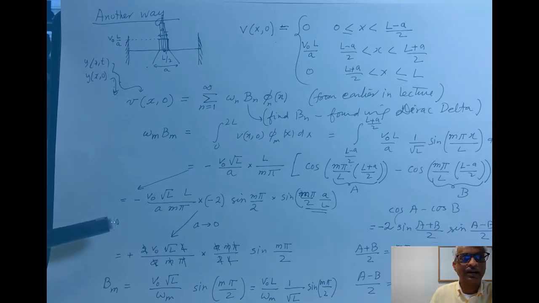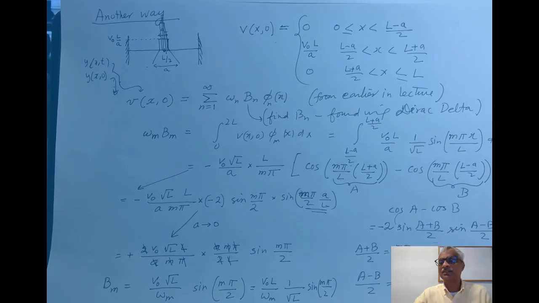So when you take the a goes to zero limit, you have these, and then if you compare this bm with the previous bm, it's the same bm. So I'm going to stop it here.